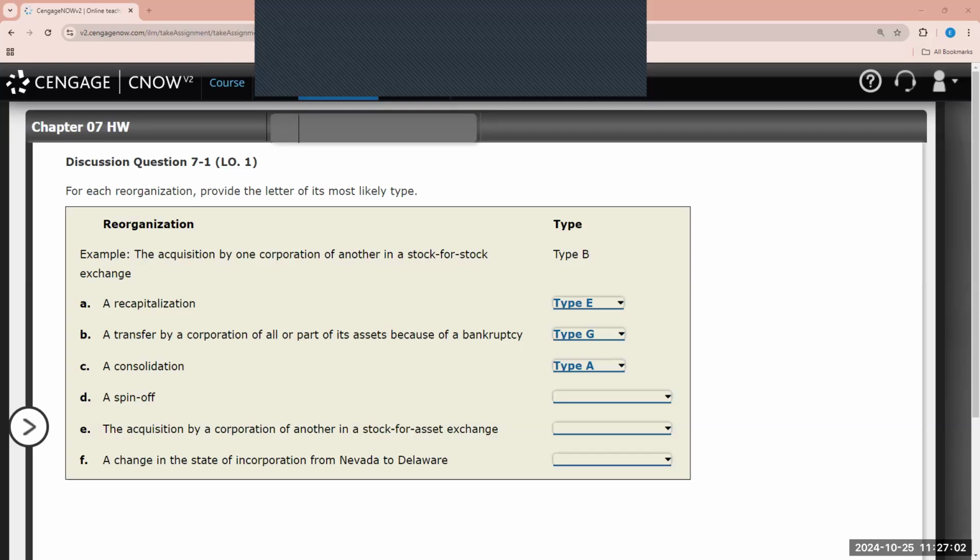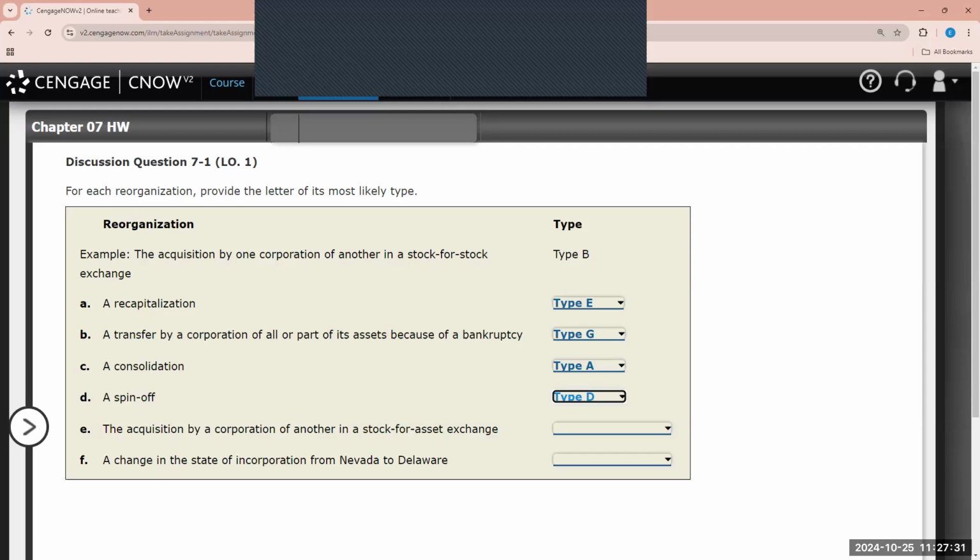Next, we have a spinoff. The spinoff would fall in line with type D. A type D reorganization is a bit different. Generally it's used for a corporate division. This is generally called a divisive reorganization. And in contrast with the other restructurings, the entity that's transferring assets in a type D reorganization is considered the acquiring corporation, and the corporation receiving the property is the target.